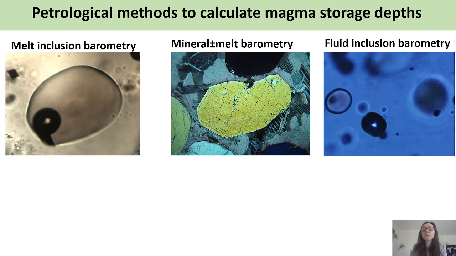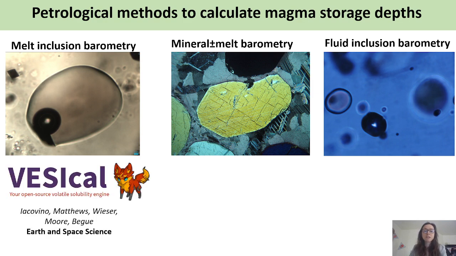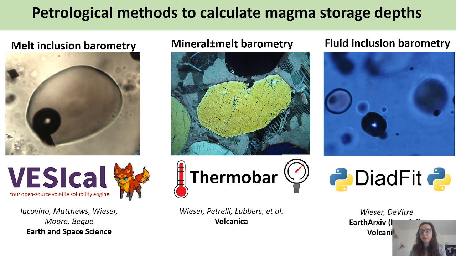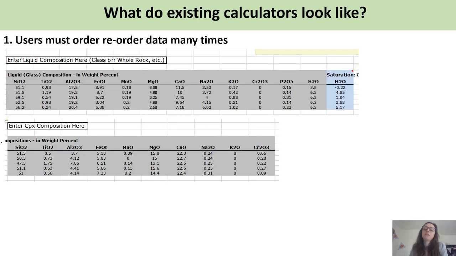And three open source Python tools have been developed to help address these problems. So for melt inclusion barometry, we have Vesical. For mineral melt barometry, we have Thermobar. And for fluid inclusion barometry, we have DiodFit, which can be used to process both microthermometry and Raman data, including spectral fitting. So before these Python tools existed, what was the state of the field?